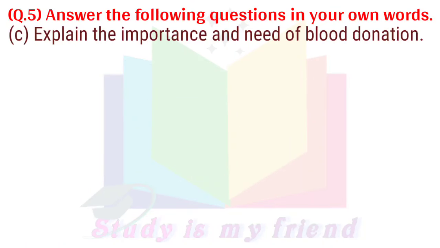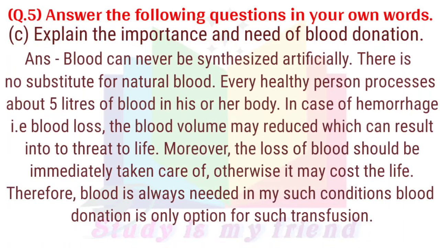C. Explain the importance and need of blood donation. Answer. Blood can never be synthesized artificially. There is no substitute for natural blood. Every healthy person possesses about 5 liters of blood in his or her body. In case of hemorrhage, for example blood loss, the blood volume may reduce, which can result in a threat to life.